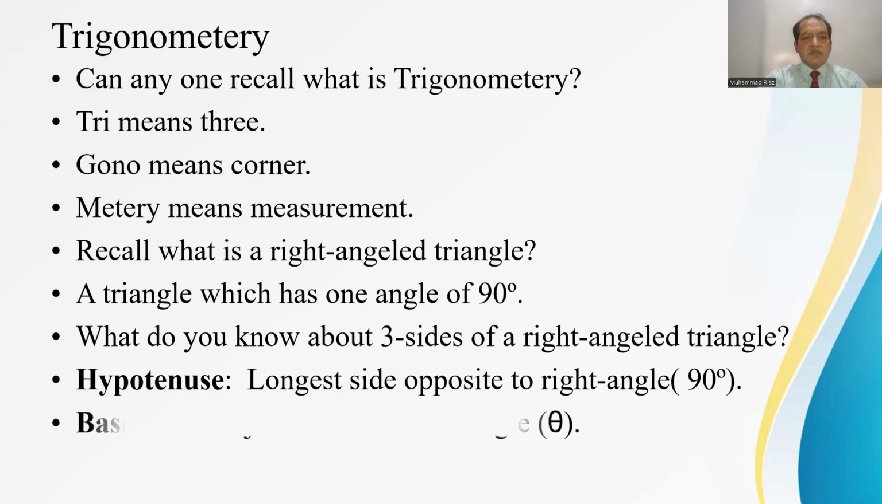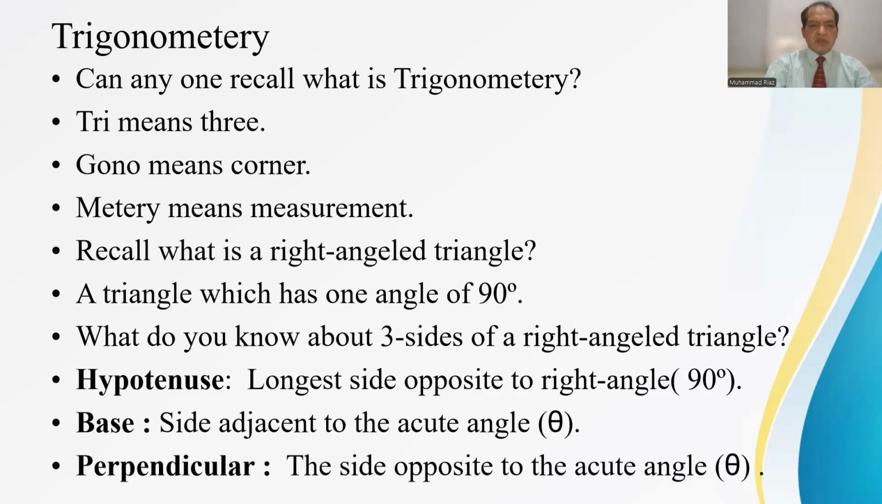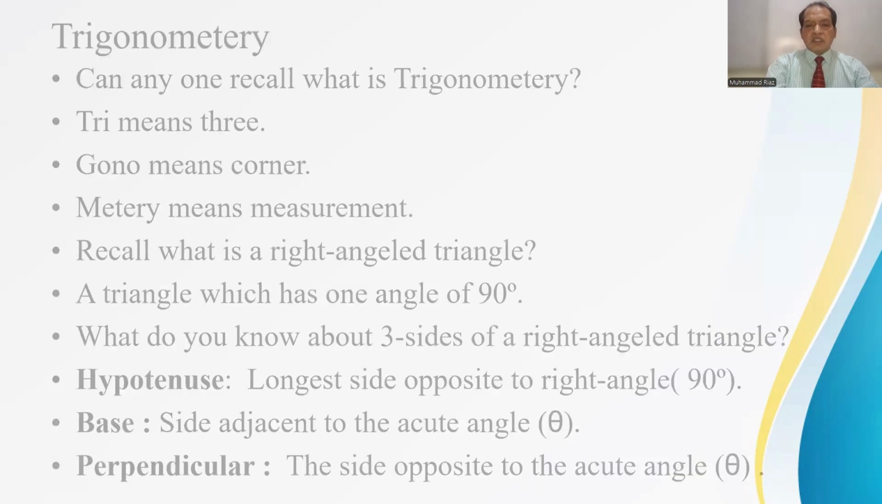The other side is the base, the side adjacent to the acute angle. An acute angle is an angle which is less than 90 degrees. And the third side is the perpendicular, the side opposite to the acute angle which is less than 90 degrees.